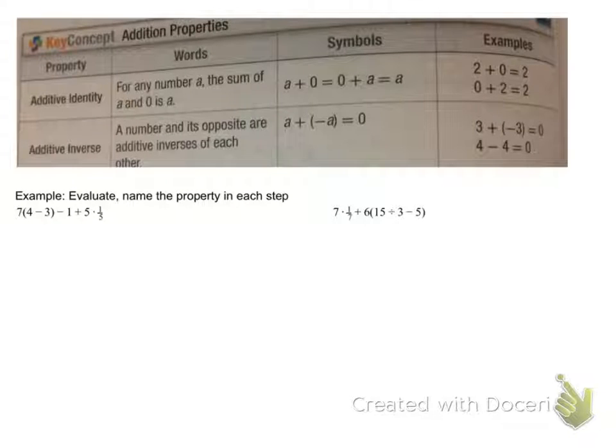Basically, name the property. Oh, that was additive inverse in that step. It was the associative property. That was the substitution property. And this is where I said, a lot of times it just kind of defaults to the idea of substitution.